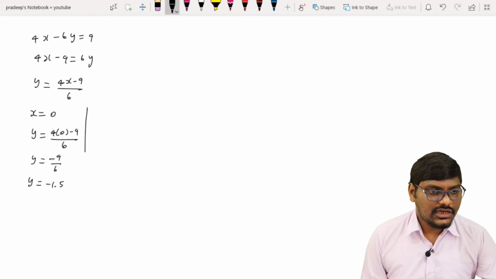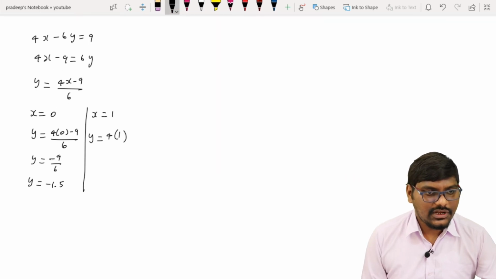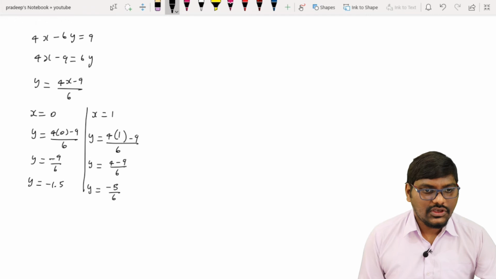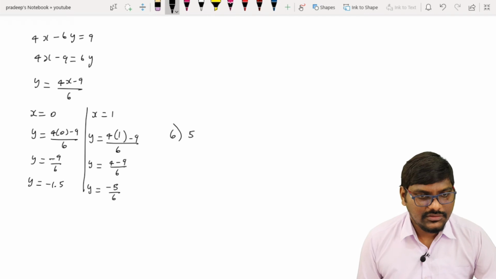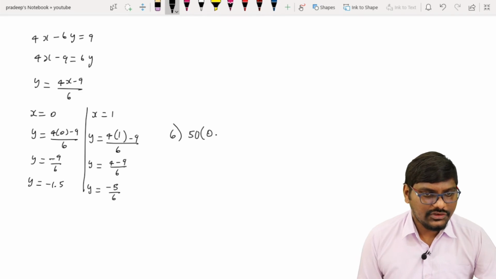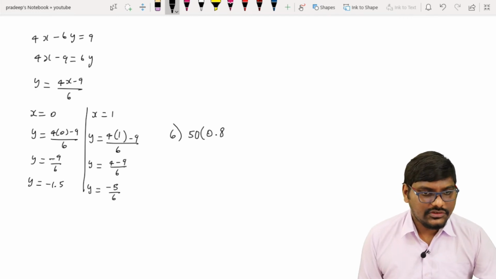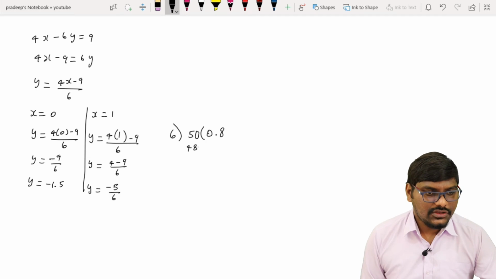Okay, so let's see the second one, that is x equal to 1. So I can take y equal to (4 times x, in the place of x I can write 1, minus 9) by 6. So y is equal to (4 ones are 4, minus 9) by 6. So y equal to 4 minus 9, in the sense that is minus 5 by 6. So I can divide 5 by 6, so I can take 0 point here and I can take 0 here. So now 6 eights are 48 I can take, right? So y is equal to minus 0.8.